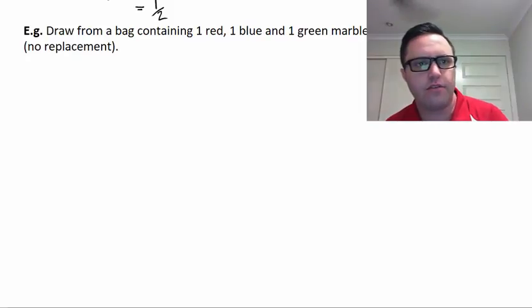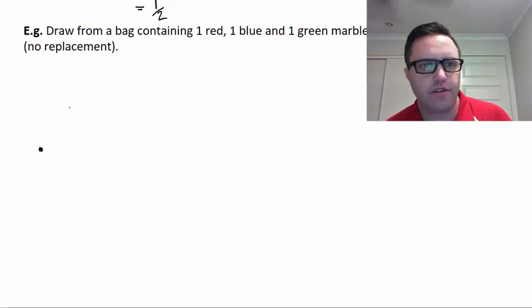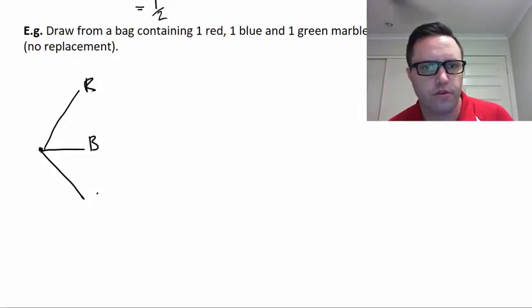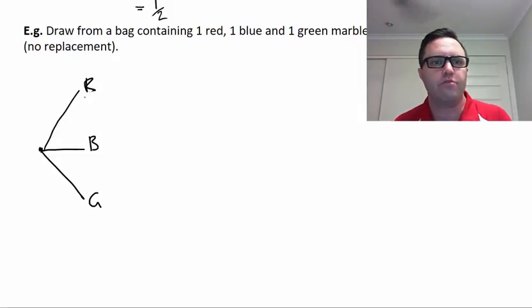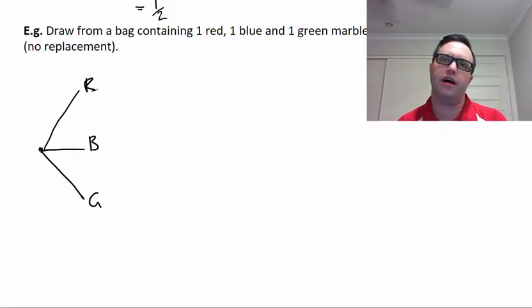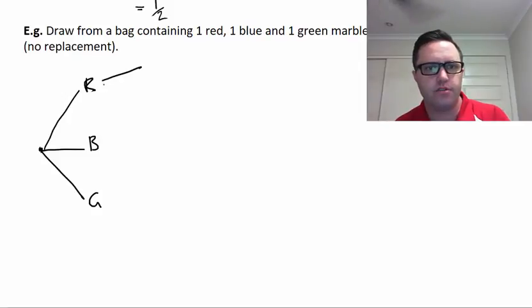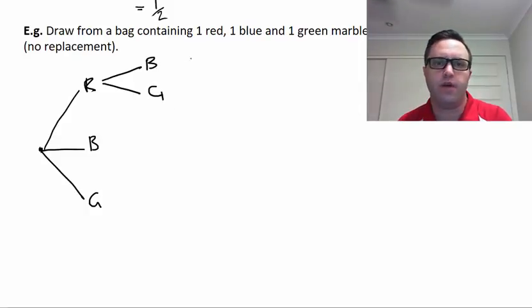So our tree diagram is going to look a bit different. From our start, we've got 3 options: 1, 2, 3. We could either draw out a red, a blue, or a green. Now, with our red, one of the marbles is gone, and so the only ones left to draw out are a blue and a green. And then at the end of that one, the only thing left is going to be the green. The only thing left after this one is going to be the blue.